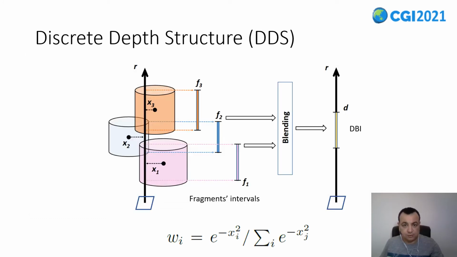This figure shows the blending process more clearly. A ray emanating from a cell intersects three cylinders in three fragment intervals, F1, F2, and F3. And because these three fragment intervals intersect, they are blended into one depth bounding interval, or a DBI. Blending is done by computing the start of the DBI as the weighted mean of the starts of the fragment intervals, and the same for the end of the interval. The weights are normalized Gaussian functions of the distance from the fragment interval to the point that generated it.